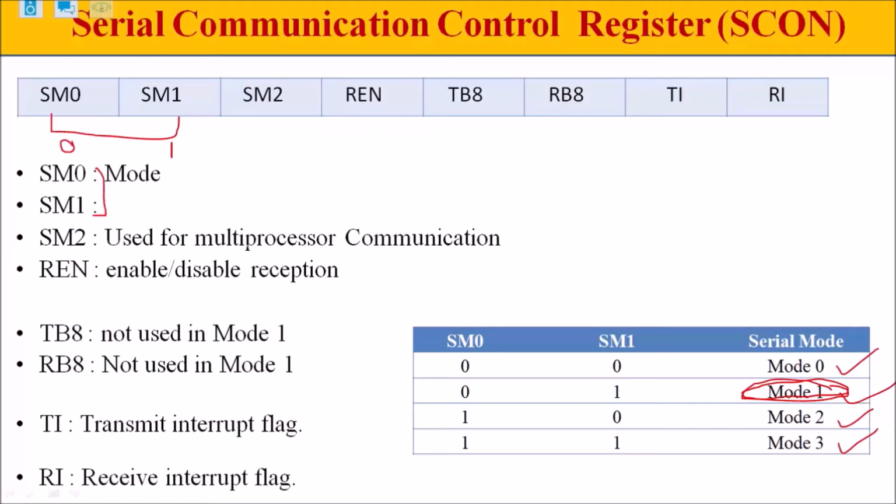SM2 is used for multiprocessor communication, that is mode 2 and mode 3. For us, it is a don't care condition because in mode 1 this is not used. So we'll store 0 here.